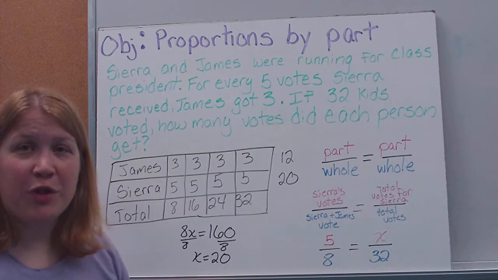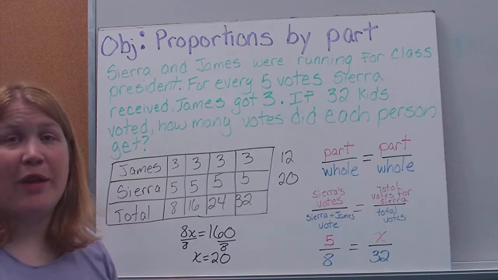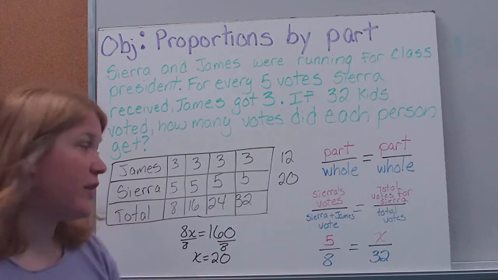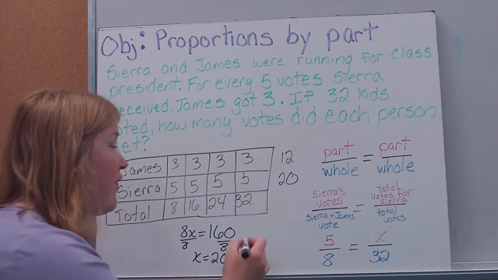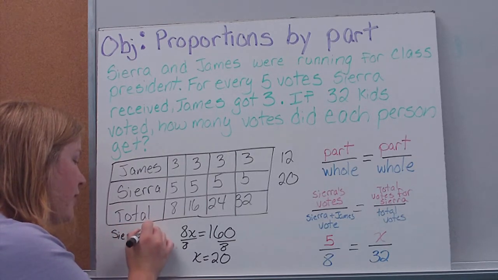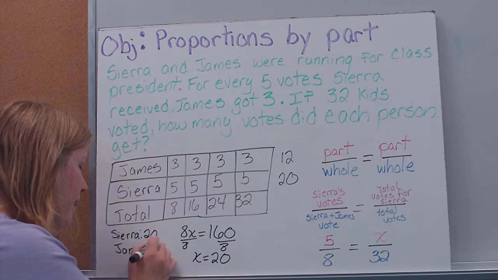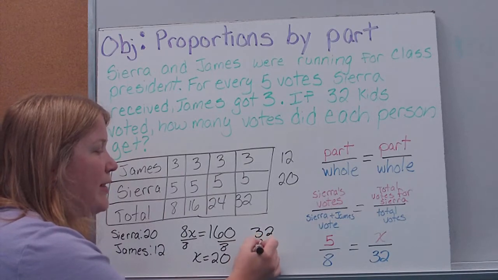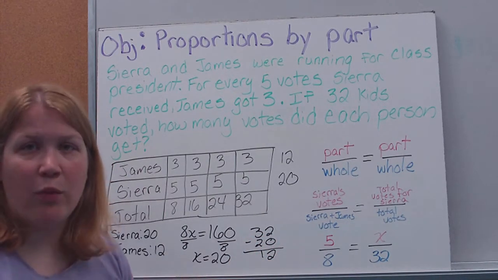So I can use proportions to find the same thing. That tells me how many were Sierra's. Now if I want to know how many were James's, I can go back. There were 32 total votes. If 20 of them went to Sierra, I can subtract the two numbers and find out that Sierra got 20 and James got 12. So after I figure out the first one, I go back and subtract it from my original total to get the total of my second one.